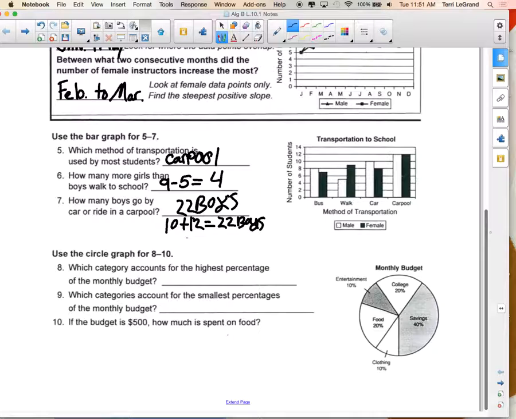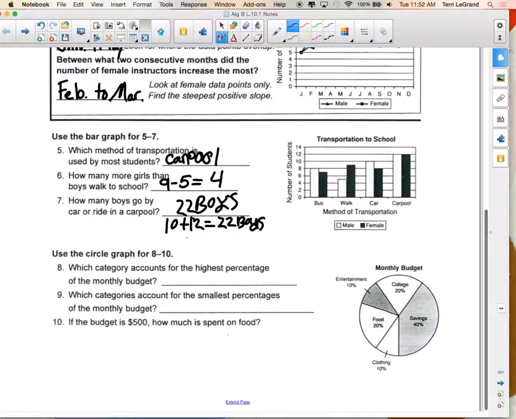Cody, put your head up and stop. Why do we add them together, Cody? Because it's asking if they ride in a car or ride carpool, they're still in a car. They're still going to one place. Yeah, in a car or in a carpool. It didn't say how many more boys ride in a car, and how many boys, so we need to add together. So we have to make sure we really read the question carefully, and we're not doing a subtraction problem when we should be doing an addition problem, or vice versa.